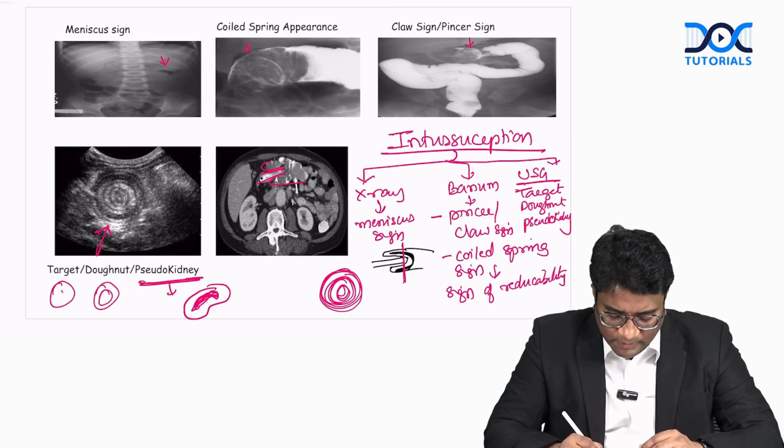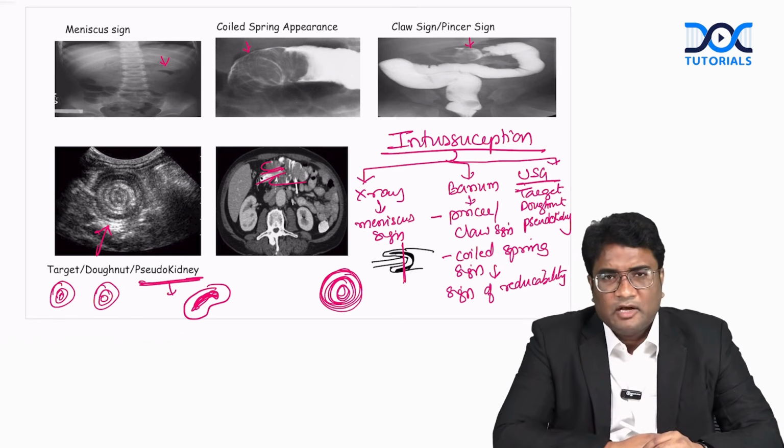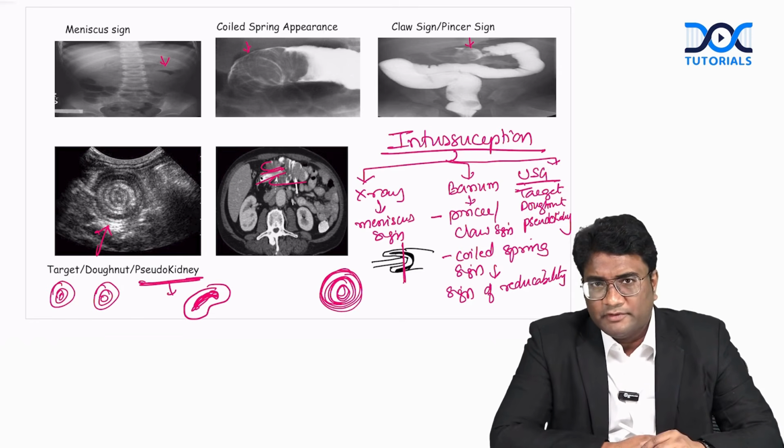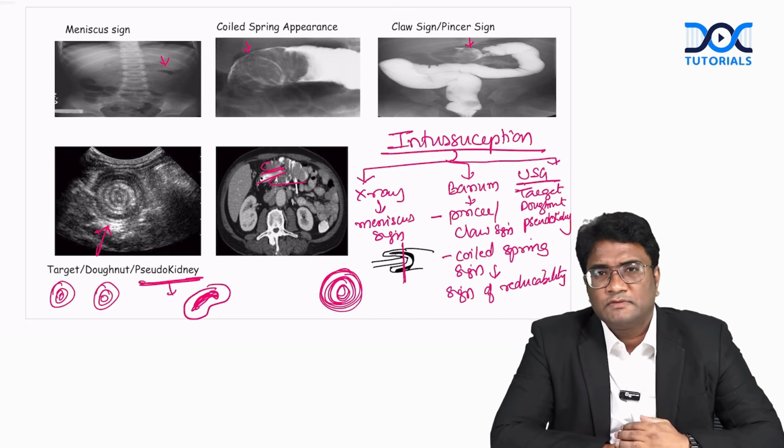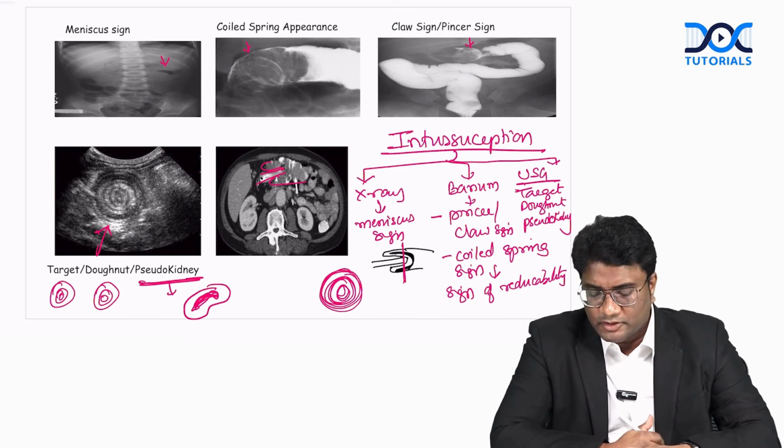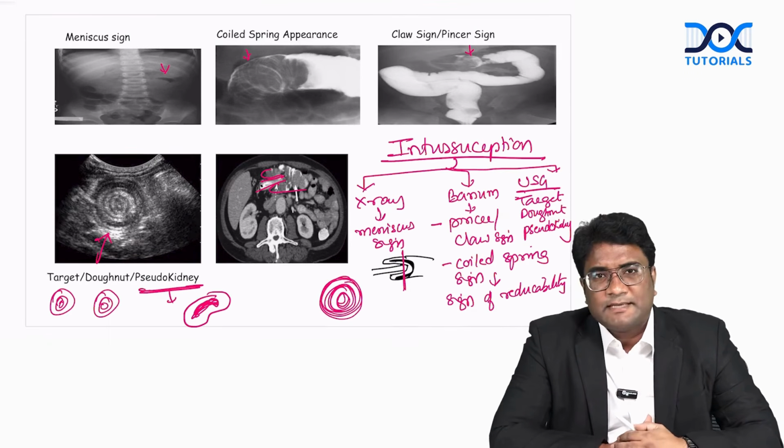So, the donut appearance and target appearance are on the transverse axis ultrasound, whereas a longitudinal view of the intussusception gives a pseudokidney-like appearance. All of these are important findings that you see in intussusception. So these were some important radiological aspects of GI radiology important for your exams.